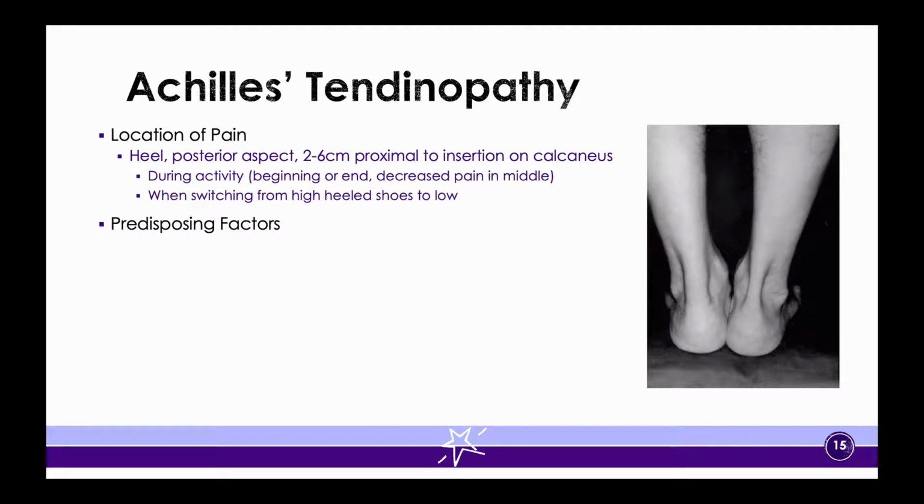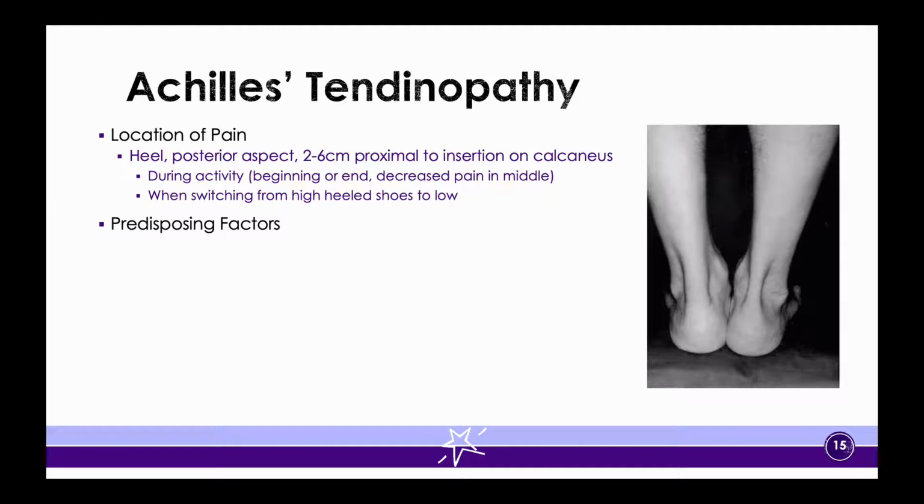As far as the location of the pain, it is on the posterior side, right at the Achilles tendon. It tends to be down towards the calcaneus, usually about 2 to 6 centimeters proximal to the insertion onto the calcaneus. It tends to hurt more during activity, either at the beginning or the end, but it tends to be okay when you're exercising in the middle of it. And if you wear high-heeled shoes, switching from high-heeled shoes to low shoes will cause pain as well, simply because you're stretching it out more.